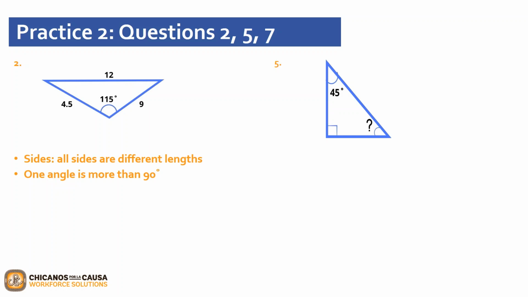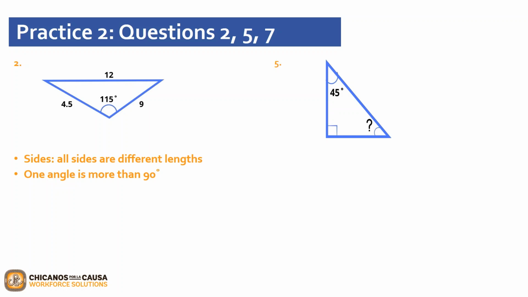Now let's classify it by angle. So we have one angle that's more than 90 degrees. So both the right triangle and the acute triangle, you either have to have a right angle, which is 90 degrees, or an acute triangle, an angle that's less than 85 degrees. Well, with this triangle, we have one angle that's greater than 90. Therefore, it is an obtuse triangle.